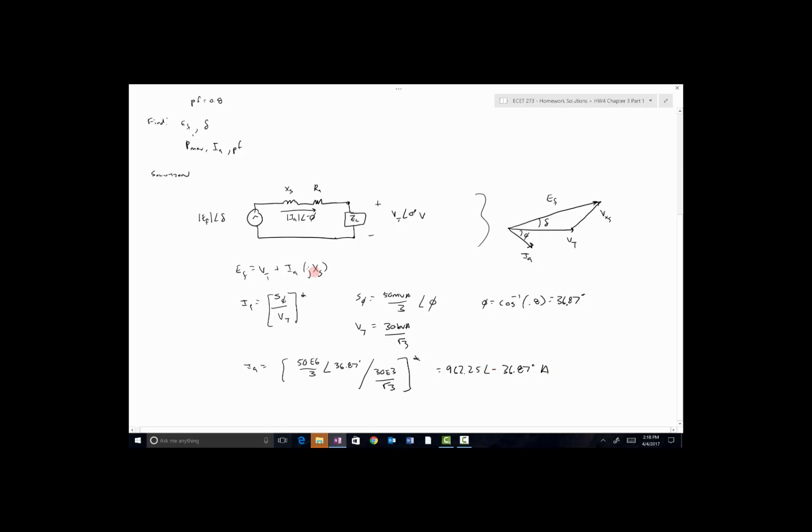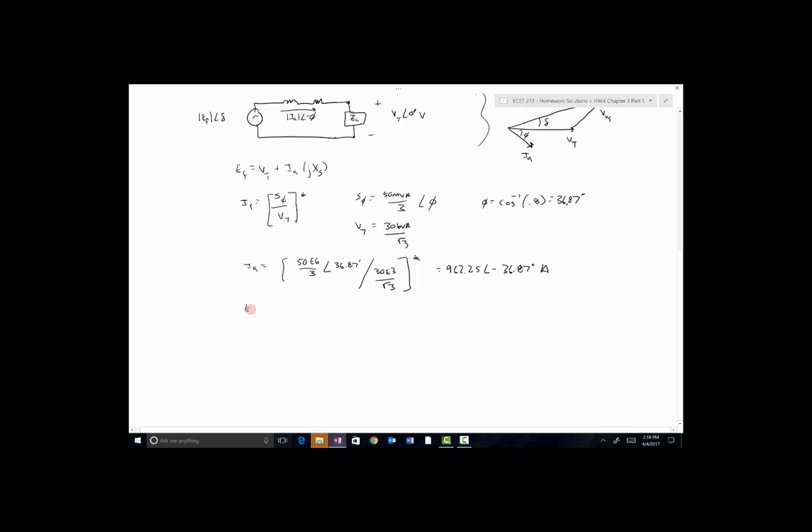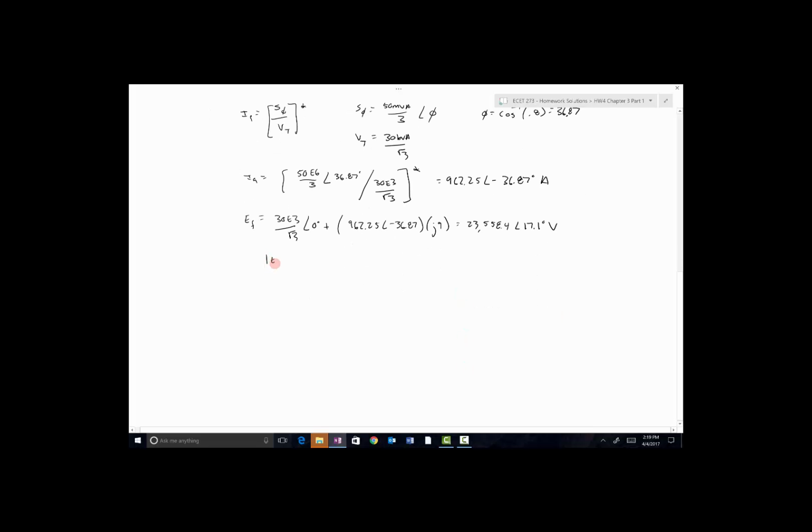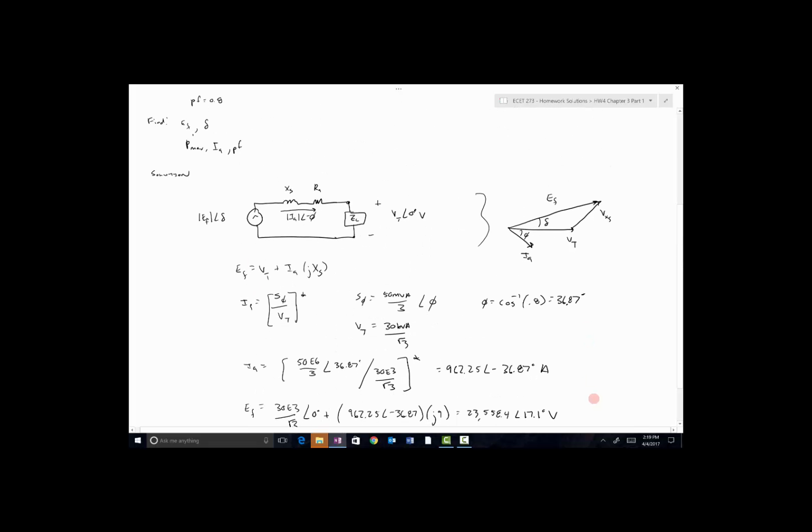So now I can just plug this into this equation right here to determine what my excitation voltage and power angle are. That's going to be 30e3 over root 3, angle 0 degrees, plus 962.25, angle negative 36.87, times the j9 here, and that gives me 23,558.4 at an angle of 17.1 degrees volts. So I can extract the magnitude of the excitation voltage, EF, is 23,558.4, and the power angle delta is 17.1 degrees. So that answers part A here.